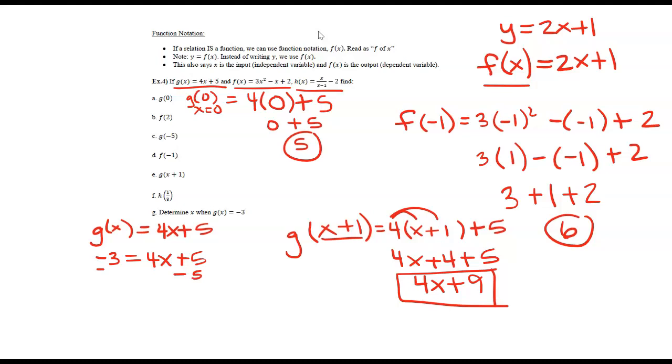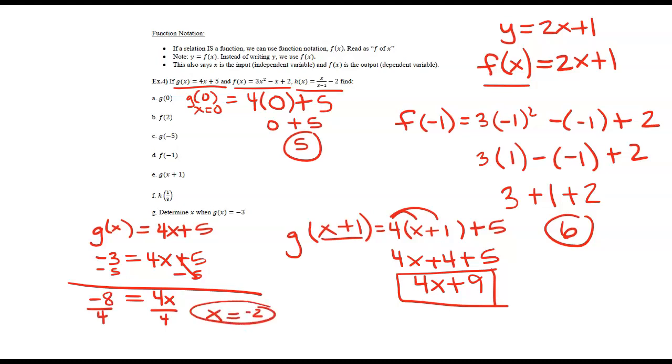We subtract 5 from both sides. We get 4x equals negative 3 minus 5, which gives us negative 8. Divide by 4, so then x would equal negative 2. If you wanted to check this, you could even substitute negative 2 in for x and make sure it does equal negative 3.